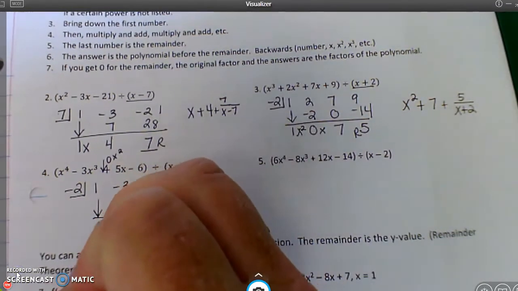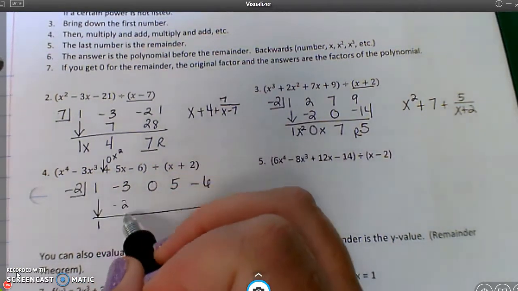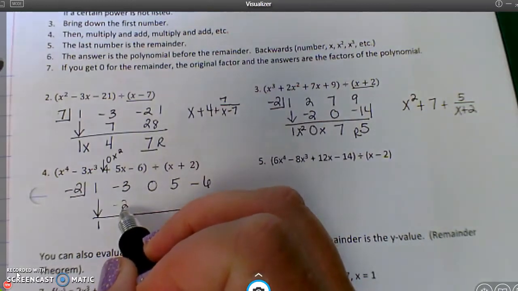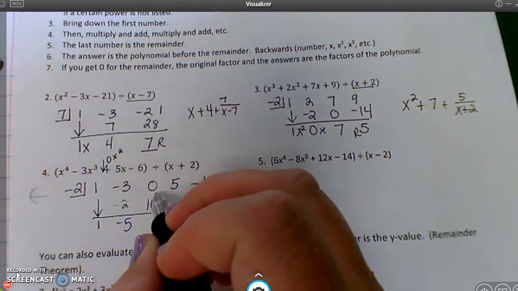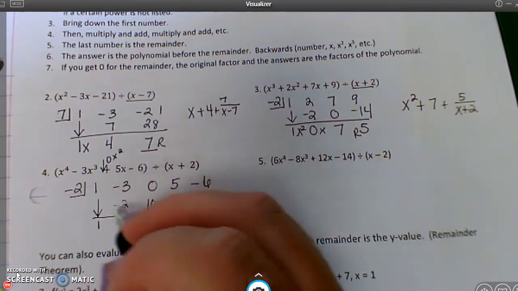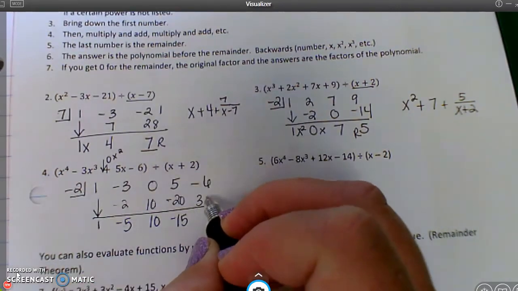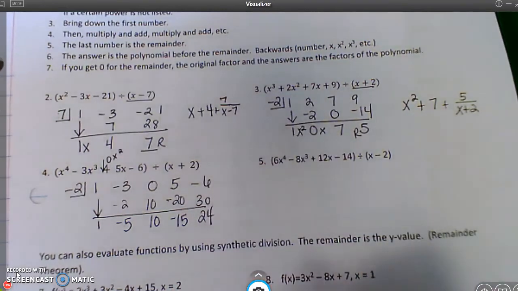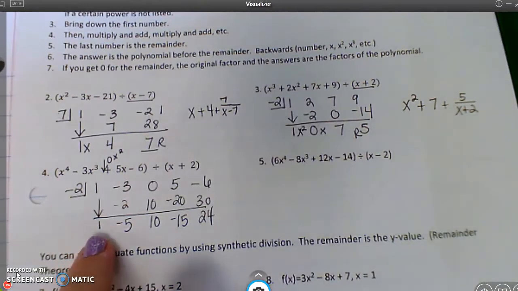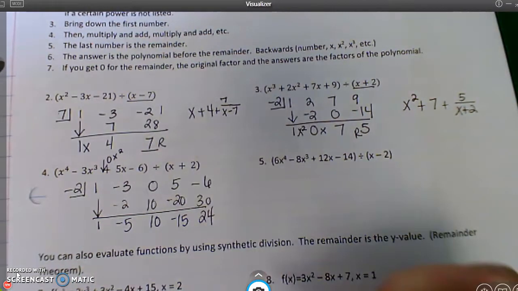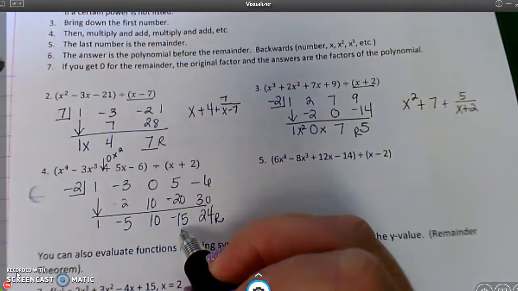Alright, so we're going to bring down the 1, multiply, and add. If you can't add that, use your calculator, use Desmos, it's okay. -2 times -5 is 10, positive. 0 plus 10 is 10. Multiply, add. Multiply, and add. So 24 is your remainder. On some of the work that you'll see this week, I might just ask you the remainder. You don't have to write down all the stuff, you just have to write down the last one. Alright, that's your remainder.